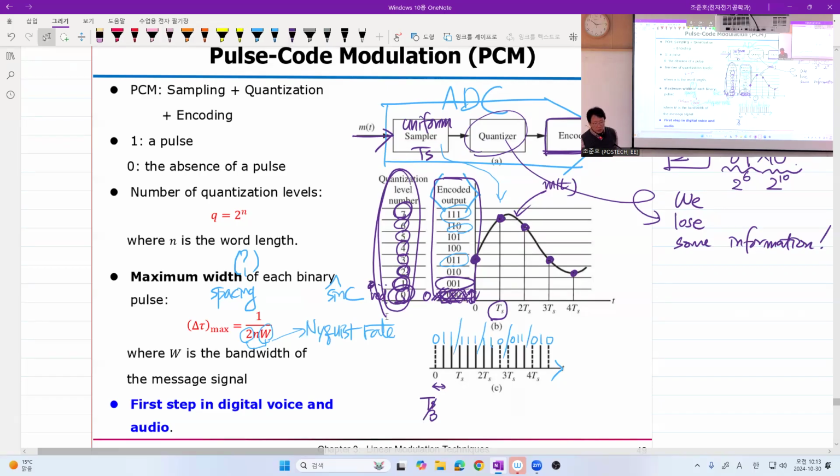So this was the first step in digital voice and audio. We have an analog signal, and we have a stream of pulses like silence, boop, boop, boop, silence, silence, boop, boop, silence, boop, silence, something like that. Got it?